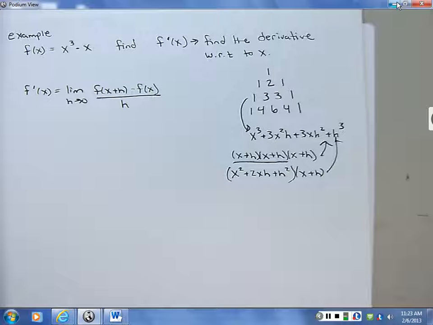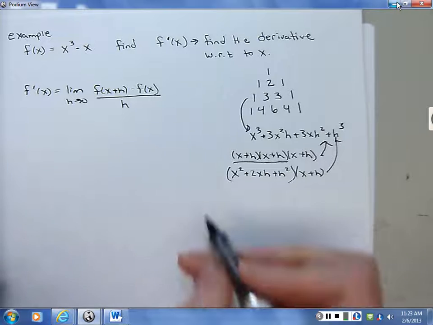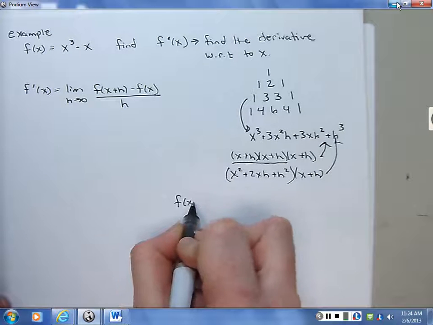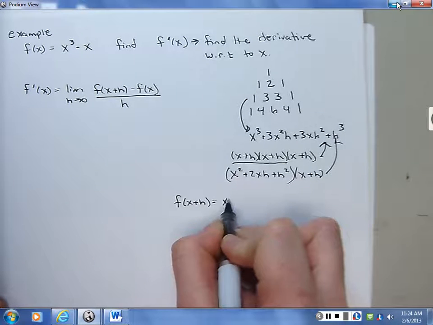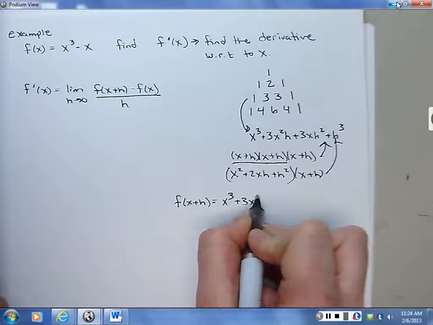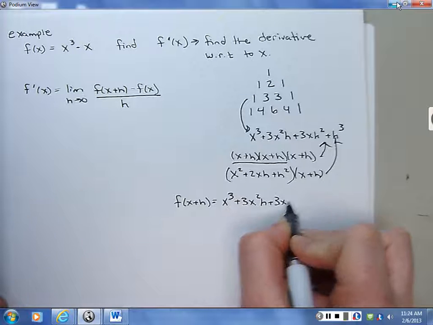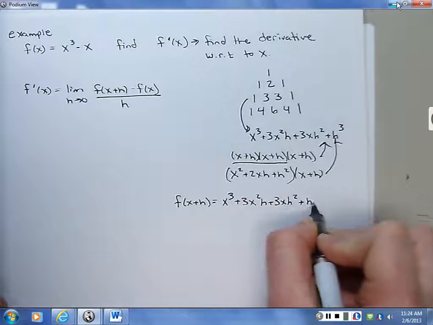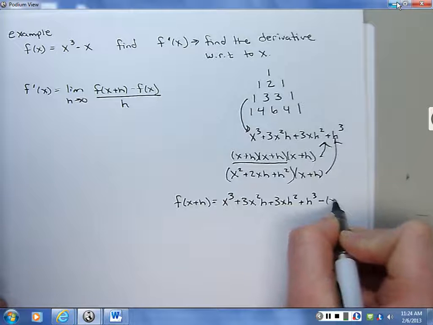If you're going to plug in f of x plus h, you also have to remember there's a minus x there. So just to write this out, f of x plus h would be x cubed plus 3x squared h plus 3x h squared plus h cubed minus x plus h.